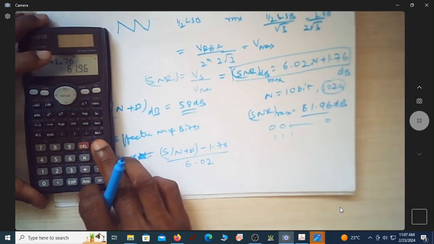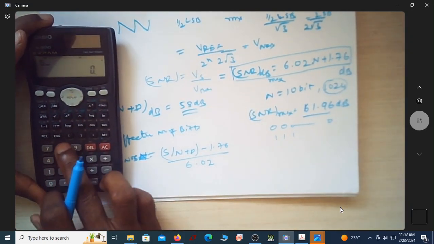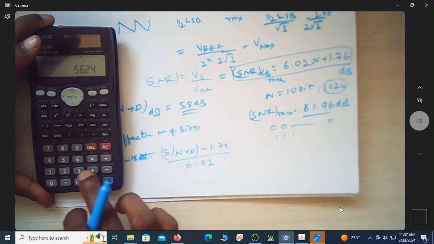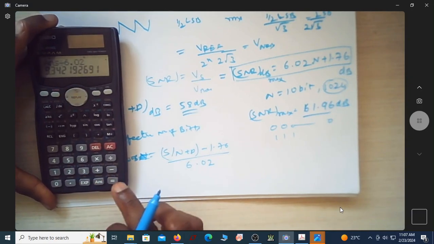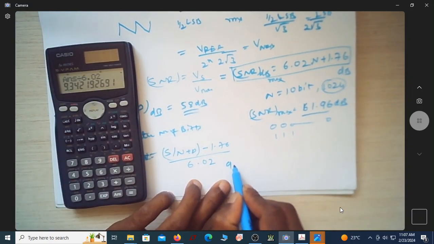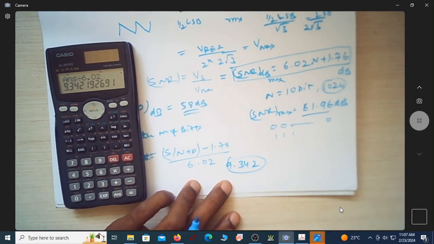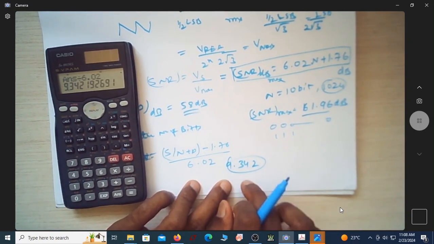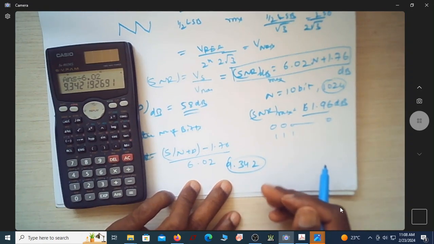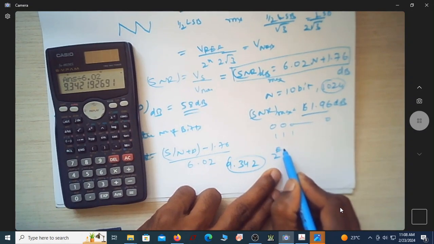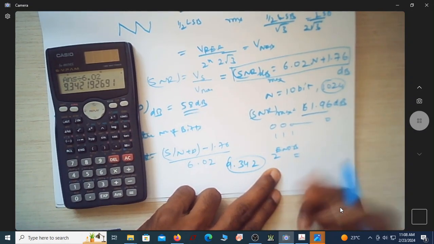So for this 58 dB, how much is this? Is it not 58 minus 1.76 divided by 6.02? Do you have this as 9.342 instead of 10? Instead of 10 you have this. Then how many bits are you going to miss? So I need to find 2 to the power of this ENOB.